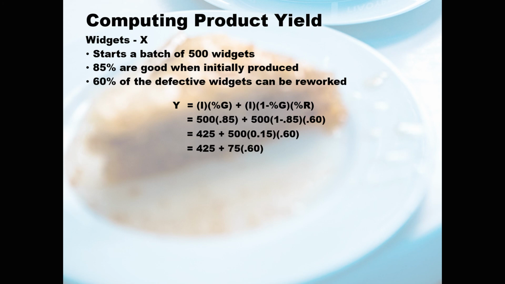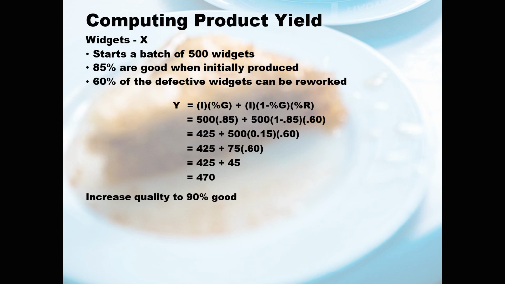The initial run produces 425 units, with 75 units bad. The number of units that are actually reworked, or that can be reworked to meet quality specifications, is 45. So we add these two together, the 425 plus the 45, and that gives us a total of 470 units that meet quality specifications.